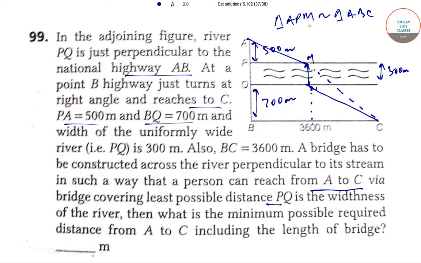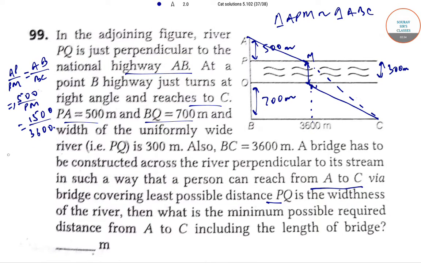Now, using this similarity, we get AP by PM is equal to AB by BC, or 500 by PM is equal to 1500 by 3600. So on solving, we get PM is equal to 1200, which is equal to QN and BR.